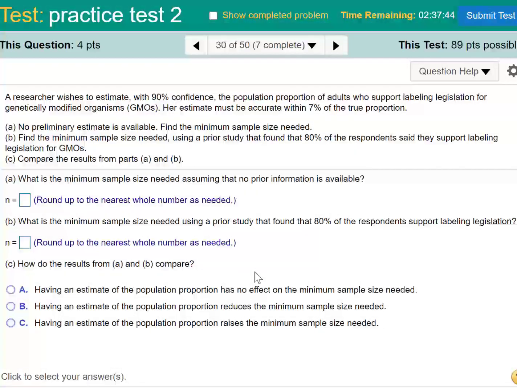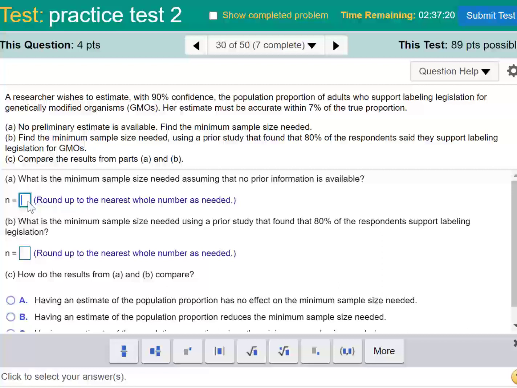A researcher wishes to estimate with 90% confidence the population proportion of adults who support labeling legislation for genetically modified organisms. Her estimate must be accurate within 7% of the true proportion. 7% is your margin of error, guys. No preliminary estimate is available. Find the minimum sample size.